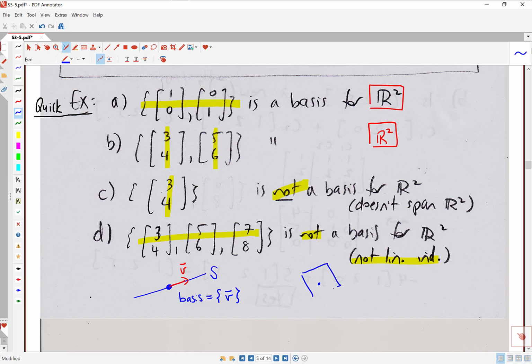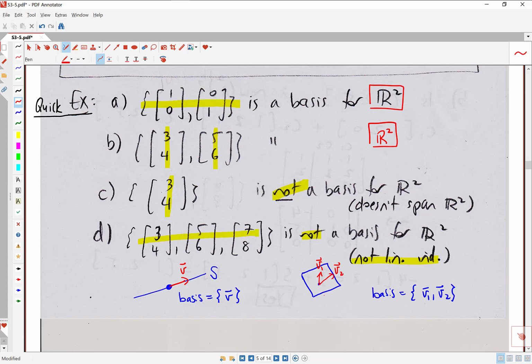So let's say we're in R3. We've got some plane through the origin. So your basis is going to have two vectors in it. Let's call them v1 and v2. And which vectors can we choose? Well, any two vectors that are non-zero and not multiples of one another. So v1 and v2, let's say like this.